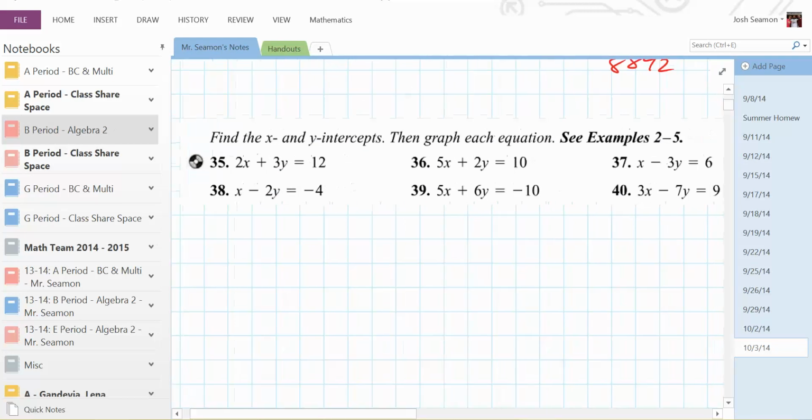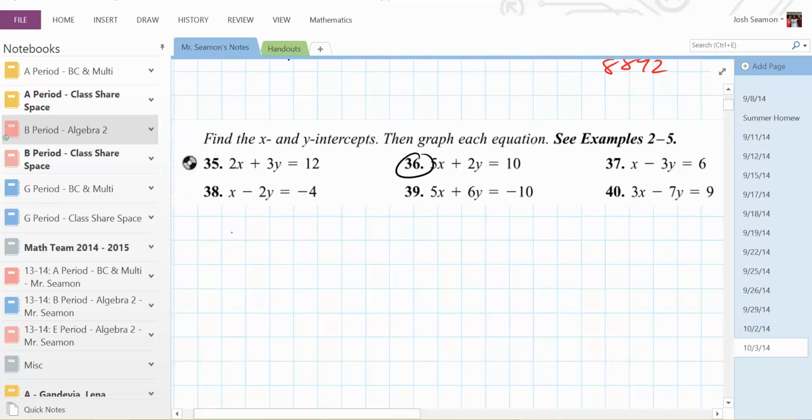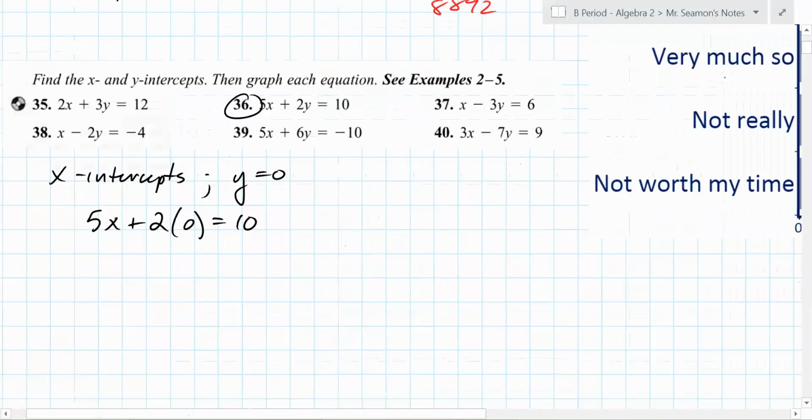No, not always. So for 36, if you want to find the x-intercept, what do you have to plug in where? 0 for y. Yeah, that's when y is 0. So that's going to be 5x plus 2y equals 10. That's nice. The y term goes away, so you end up with 5x equals 10. So what does x equal?